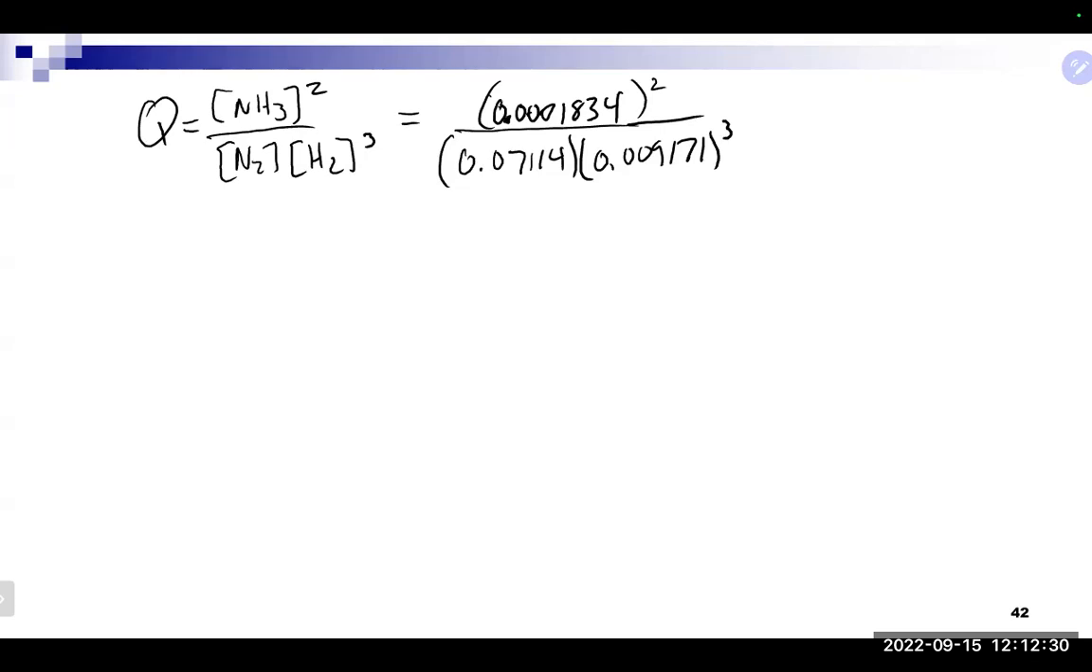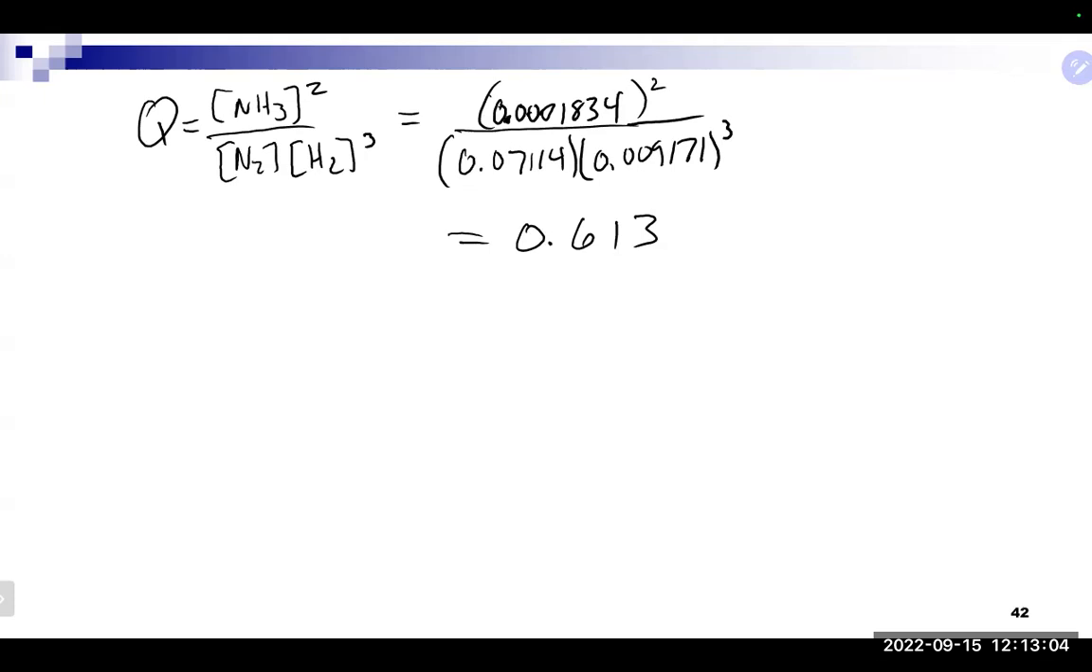All right, so taking the top there, 0.0001834, we're going to square it. We're going to divide it by 0.07114, and divide by 0.009171, which we're going to cube. And that is going to give us a Q value of 0.613, we'll call it. Any questions on that there?